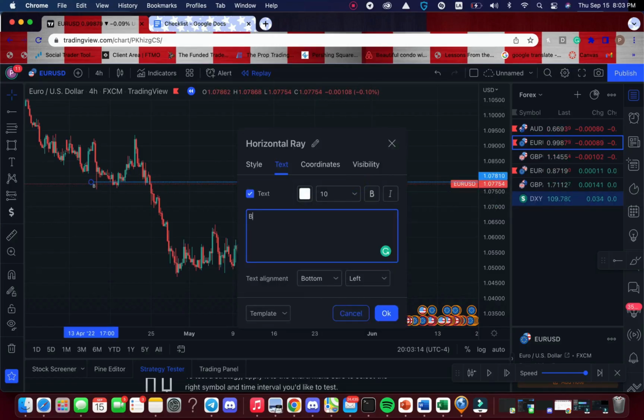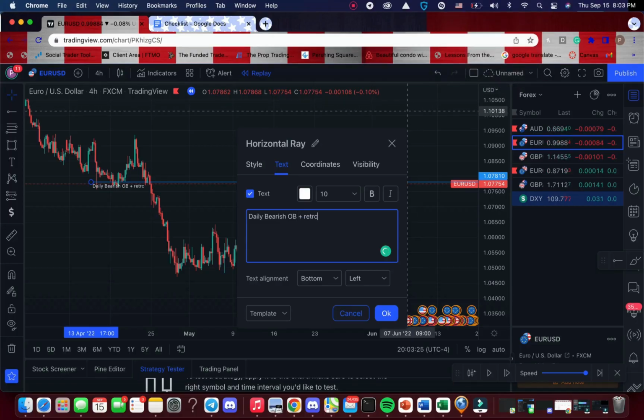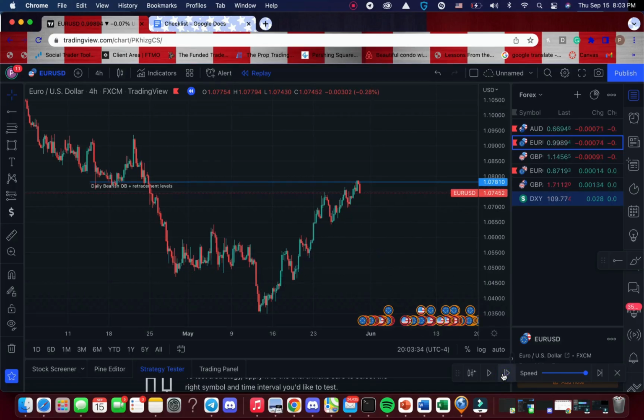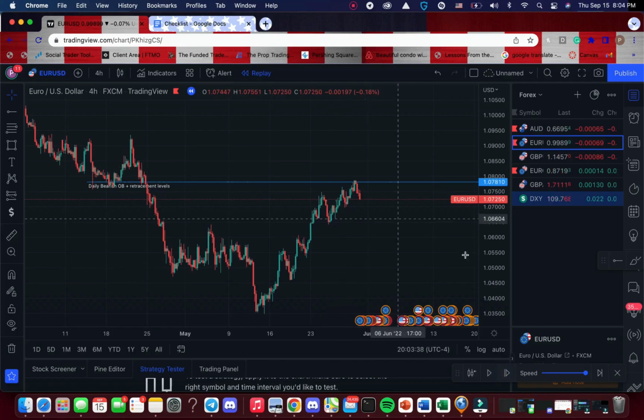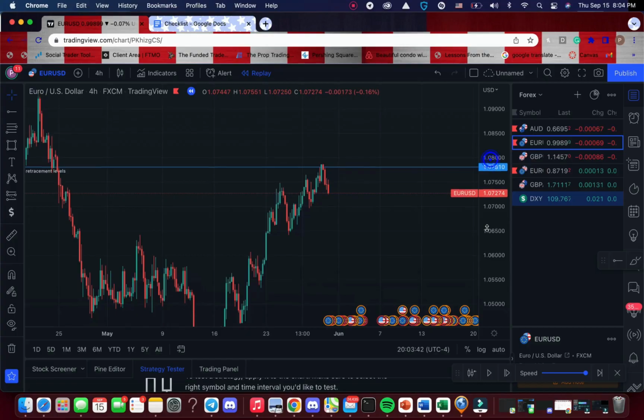So we can say this is a daily bearish order block with retracement levels, using our retracement levels. So we let price do its thing and we try to see for any signs of bearishness from there. So yeah, we see a nice rejection, but this doesn't confirm that we're going to start seeing price just fall.